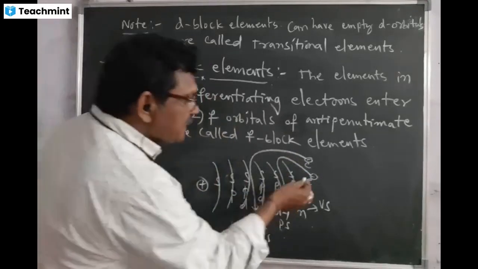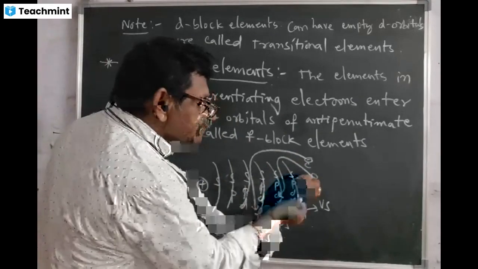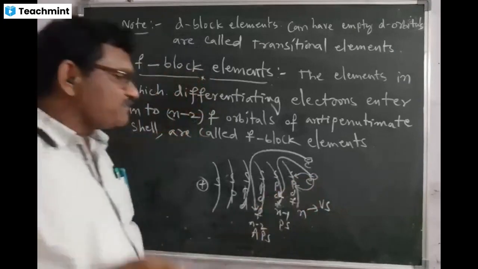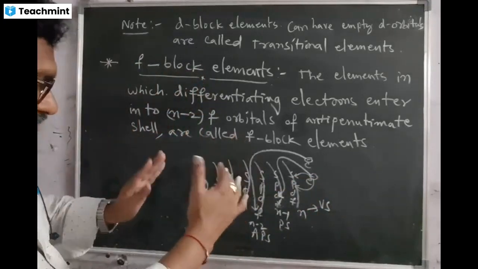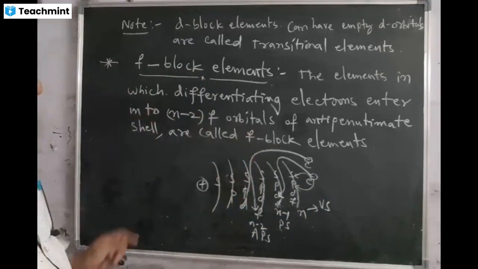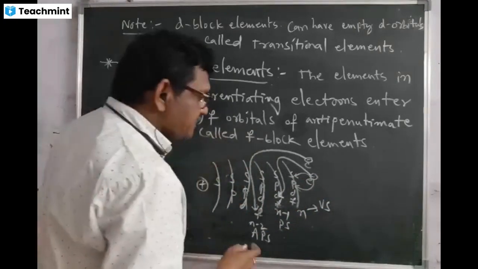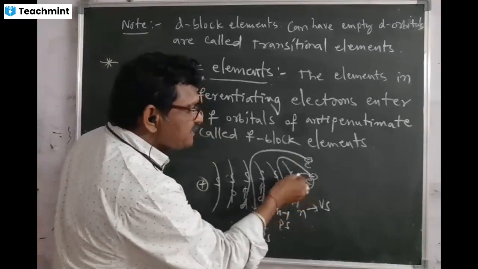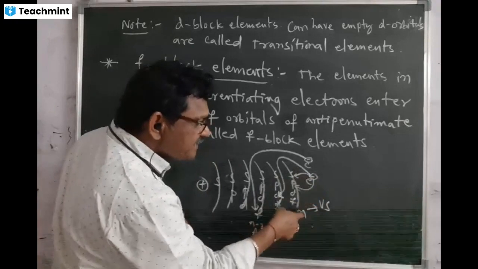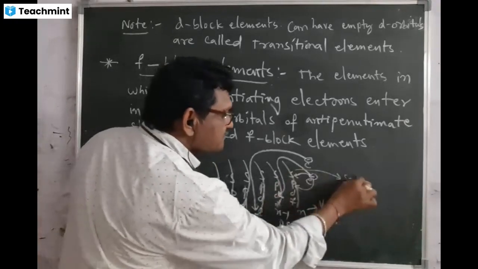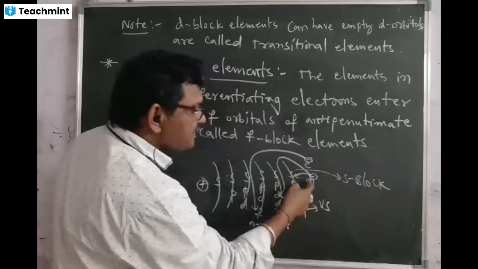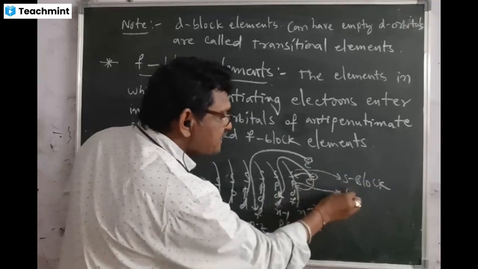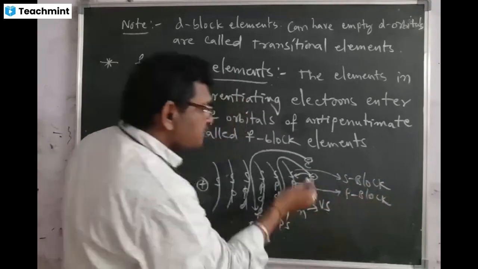For example, if an electron enters into s orbital, that is called S block. If an electron enters into p orbital, that is called P block. So from this picture, we can understand each and every block. Listen and look here. If an electron enters into s orbital of the nth cell, it is called S block. If an electron enters into p orbital of the valence cell, that is considered P block.